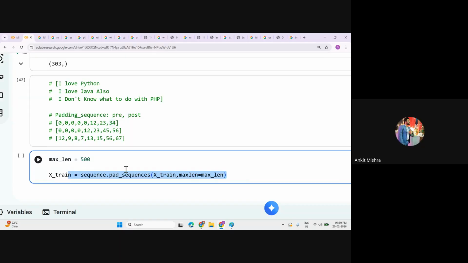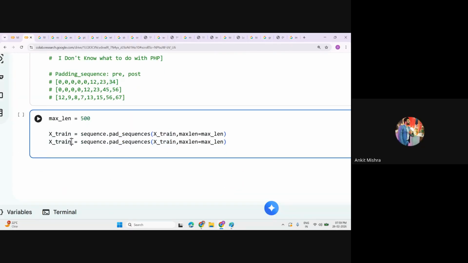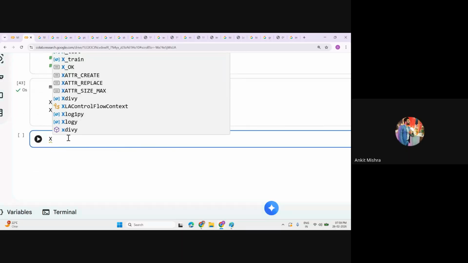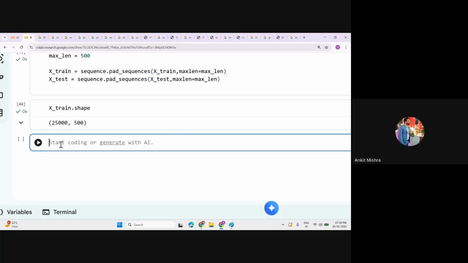Let's copy this one and do this for the X test as well. Sequence.pad_sequences, and instead of X train, we pass the X test. Now just run this one. It will take some time, and then you can go and check the X train dot shape. Call any of the data sets with dot shape.